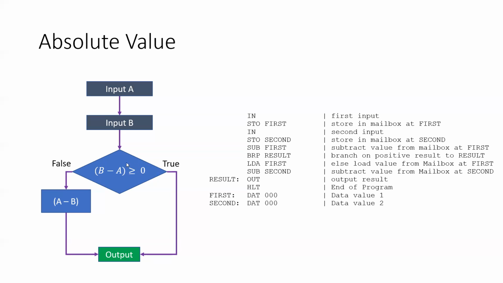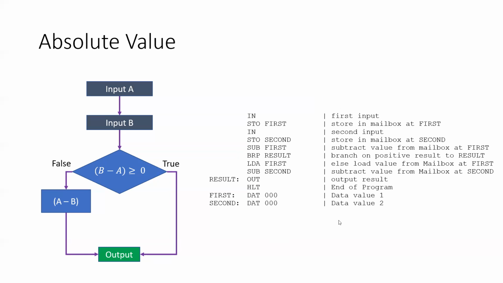But if it is not larger than A, that means A is larger than B. Then we should perform A minus B. So we should load A, then subtract B, and then give that as an output. So this is all about our program. Now we have written a program here itself. Maybe you want to try it in the LMC because now you have a good experience of LMC programming.